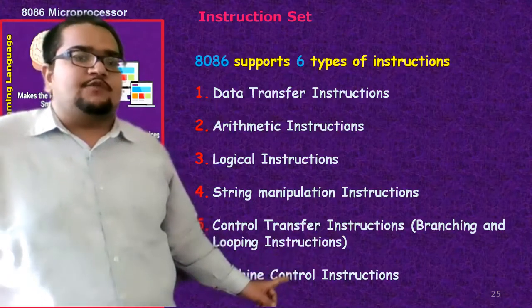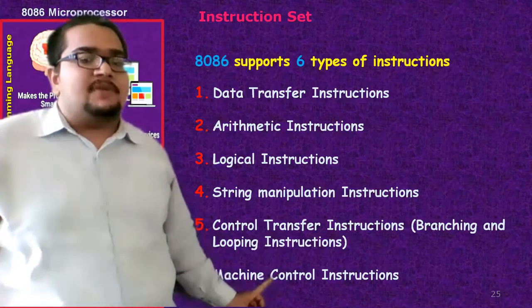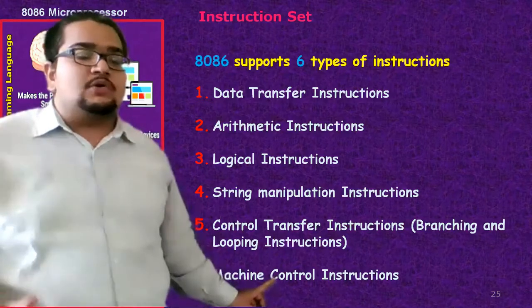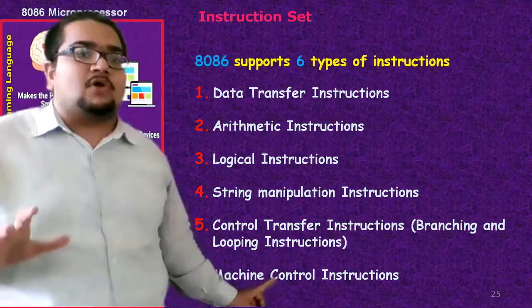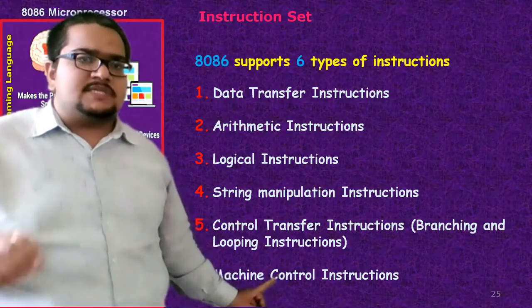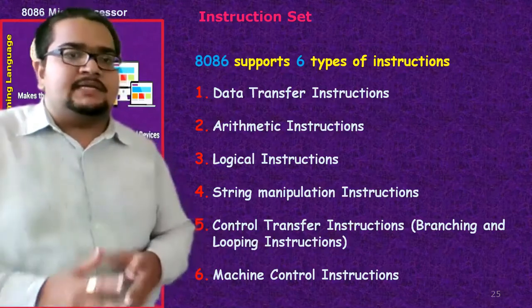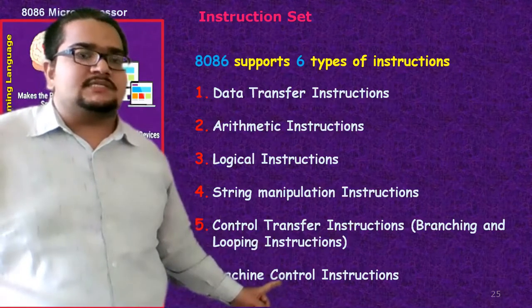And the final set of instructions are called machine control instructions. These instructions are used for controlling the machine, controlling the processor. So there are certain specific instructions which control the hardware completely. So we shall talk about those instructions here.